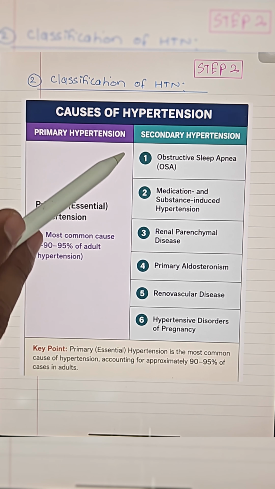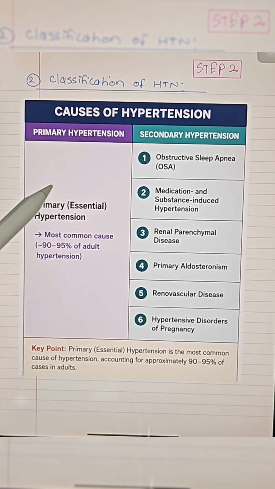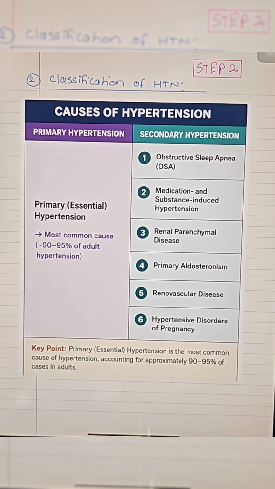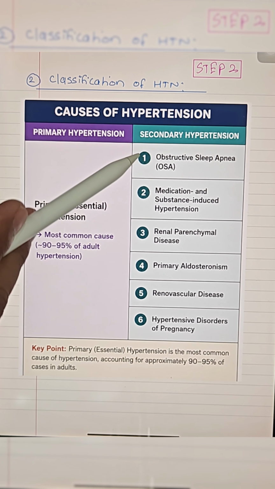What primary pathology? First is obstructive sleep apnea. Suppose a patient who is overweight and also diagnosed with metabolic syndrome comes to you and is diagnosed with hypertension also. You should suspect causes such as obstructive sleep apnea in that patient. Medication-induced hypertension or substance abuse, such as cocaine, also causes hypertension. And renal parenchymal diseases like chronic kidney disease. Patients who are on dialysis for chronic kidney disease also have hypertension.